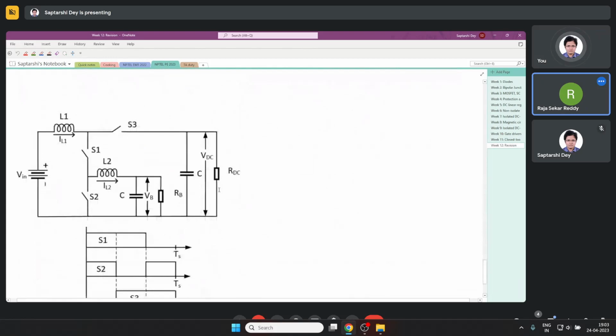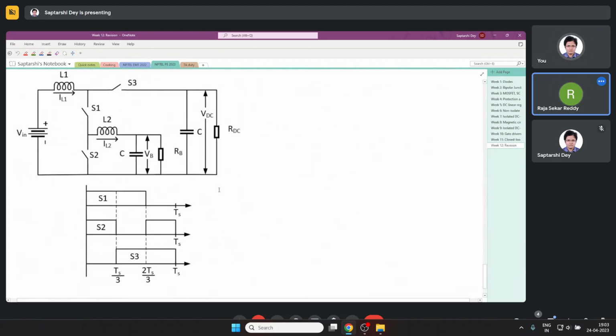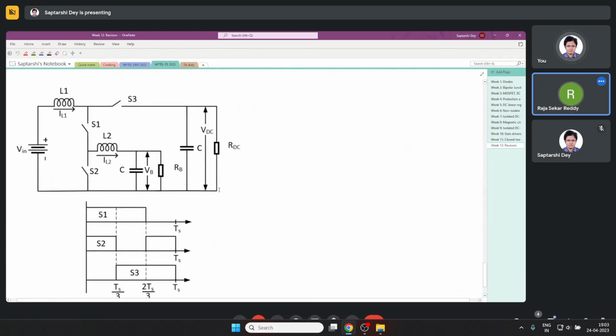We'll look at this question later. This is the last day's leftover question. Let us look at this question. I was talking about this, that you should be able to solve any DC-DC converter with the knowledge that we have gained in this course. So this is one unknown DC-DC converter. The circuit is given, everything is ideal, and the switching pattern is given.